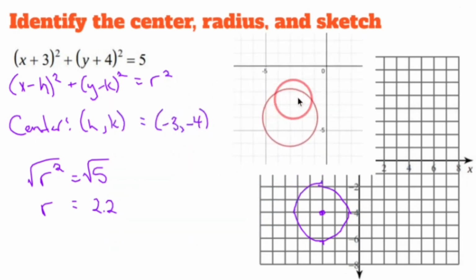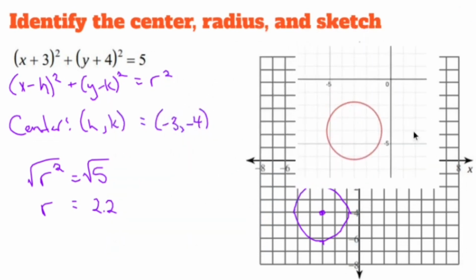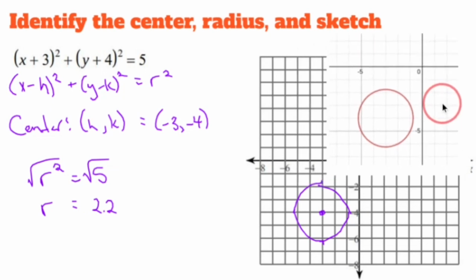So given all the information that we have, you can see where my center is at negative 3, negative 4, and then a circle that's a little more than 2 around it. So yeah, I'll give myself a pat on the back. Do you hear that sound? That's me patting myself on the back. All right, we graphed a circle, boys and girls. Fun.